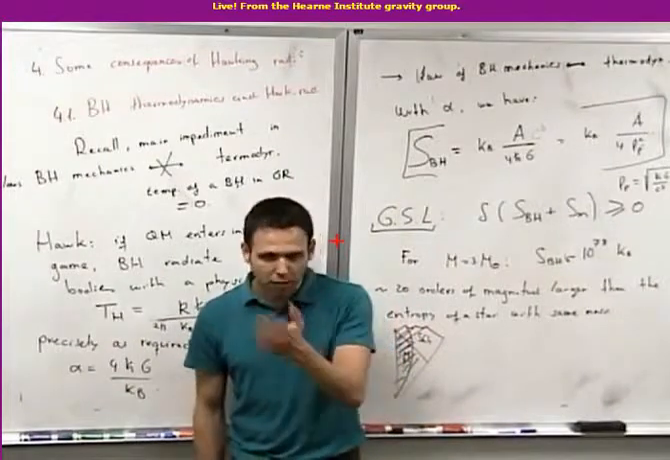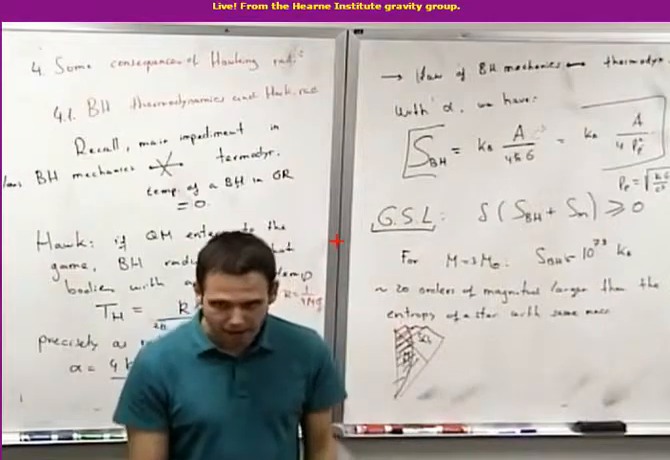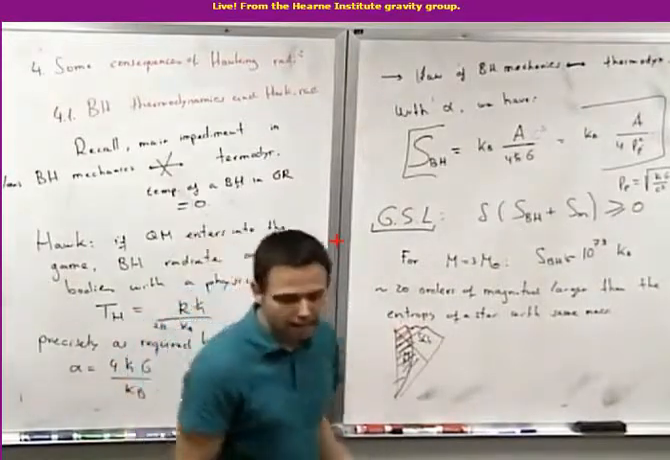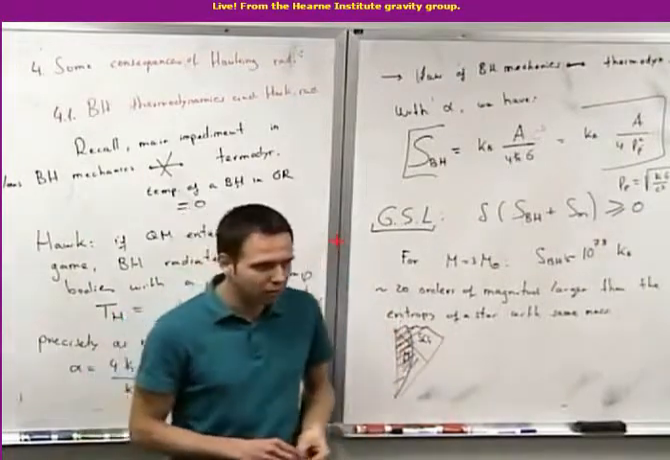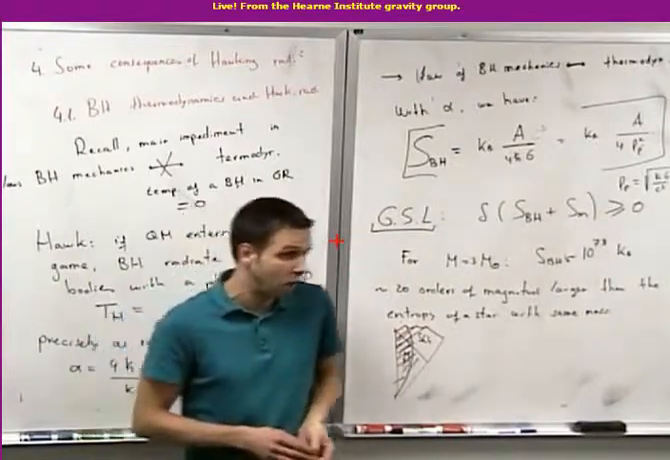So all these firewall scenarios say that something dramatic happens at the horizon, and the criticism normally is that it is a drastic modification of GR and quantum field theory, to believe that something dramatic is going to happen at the event horizon.